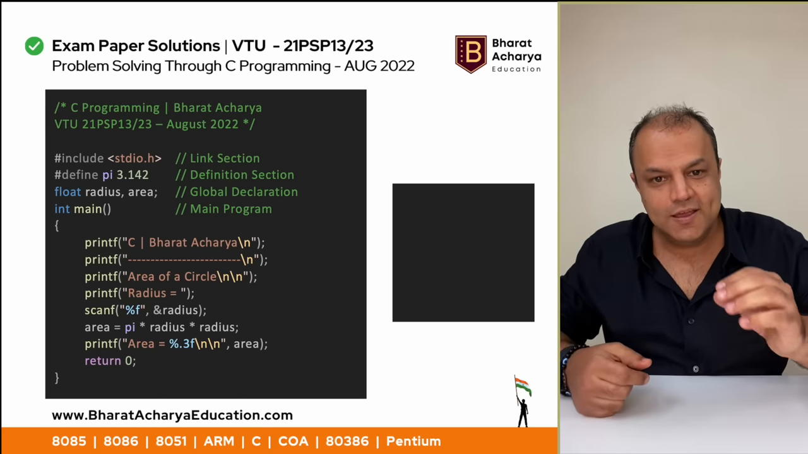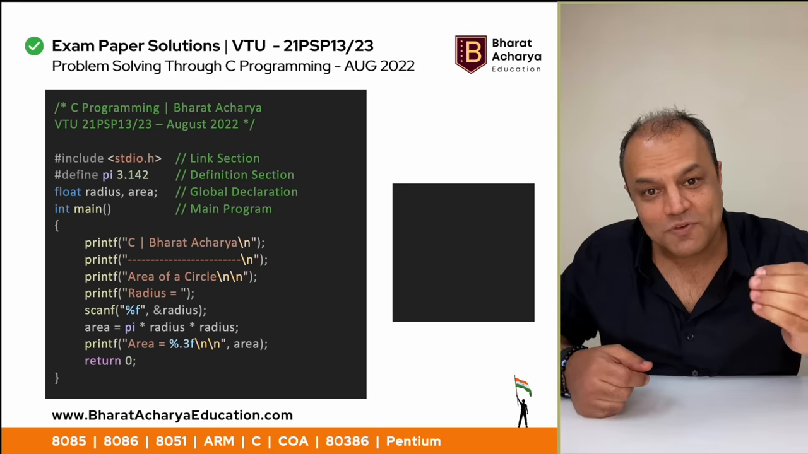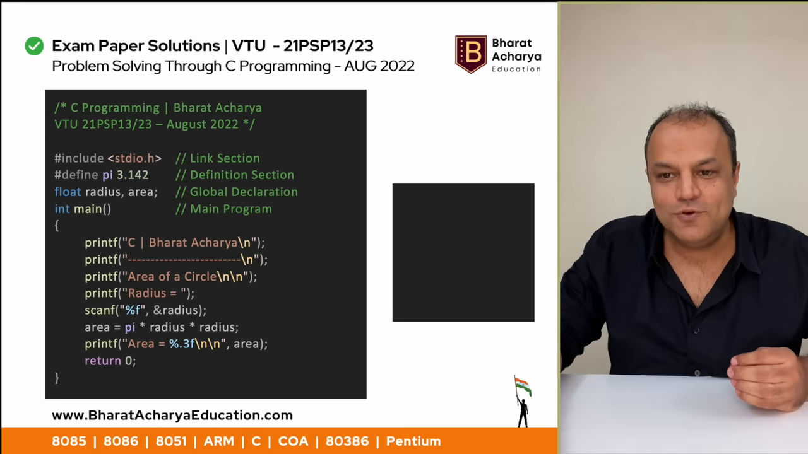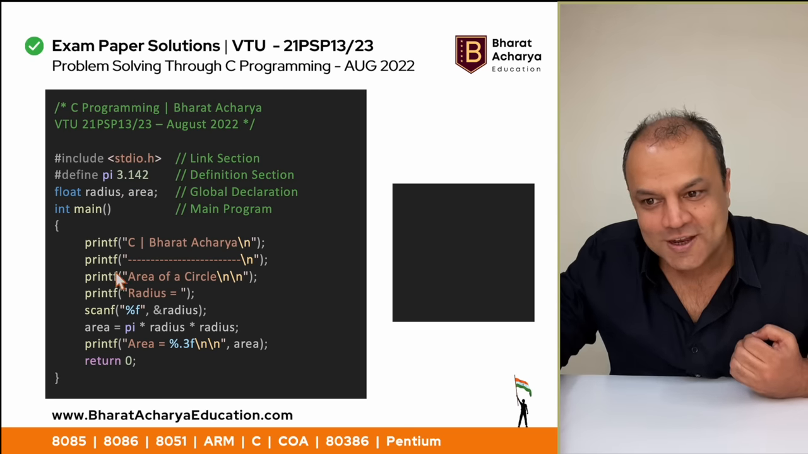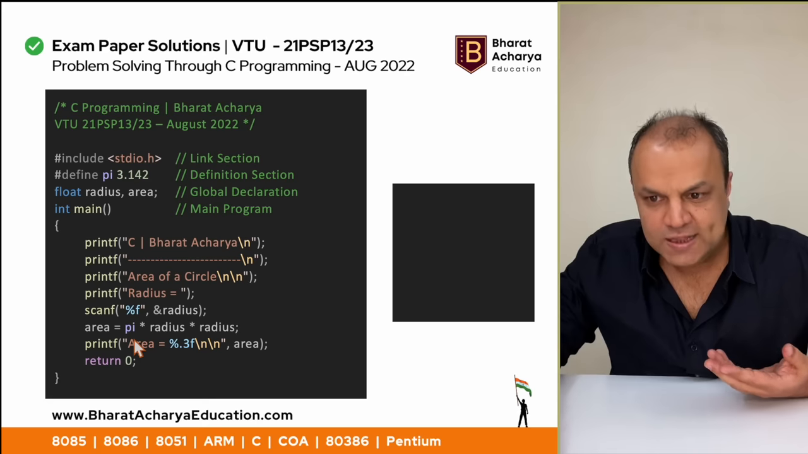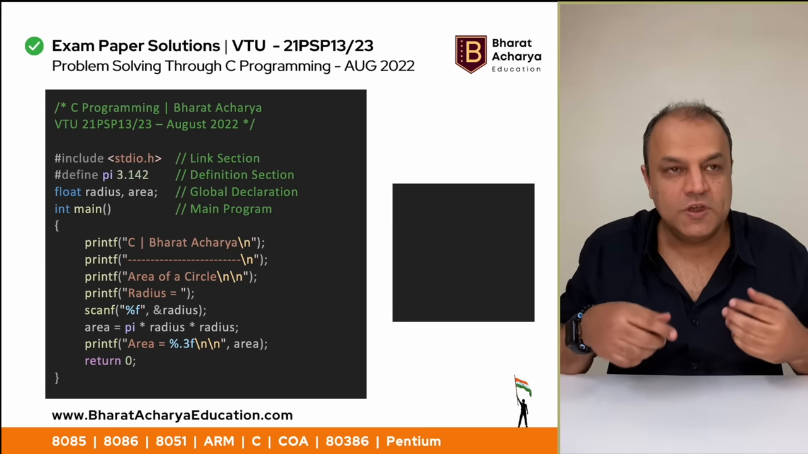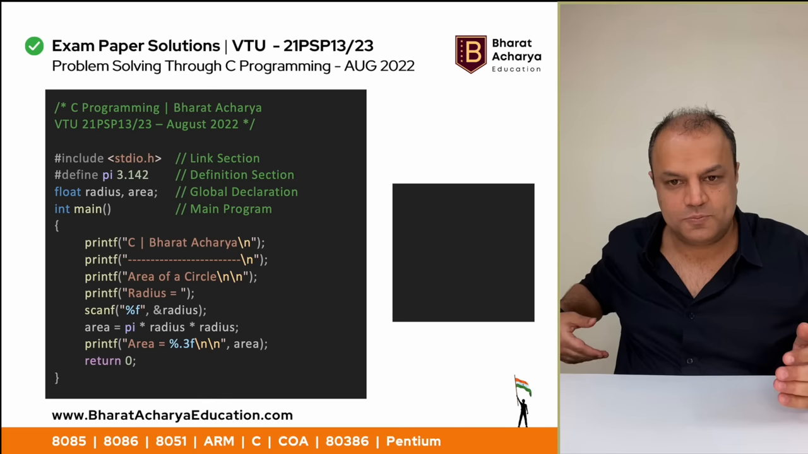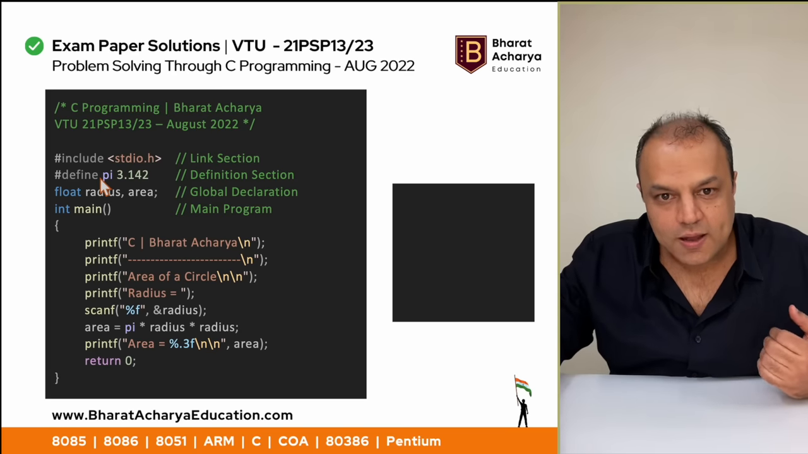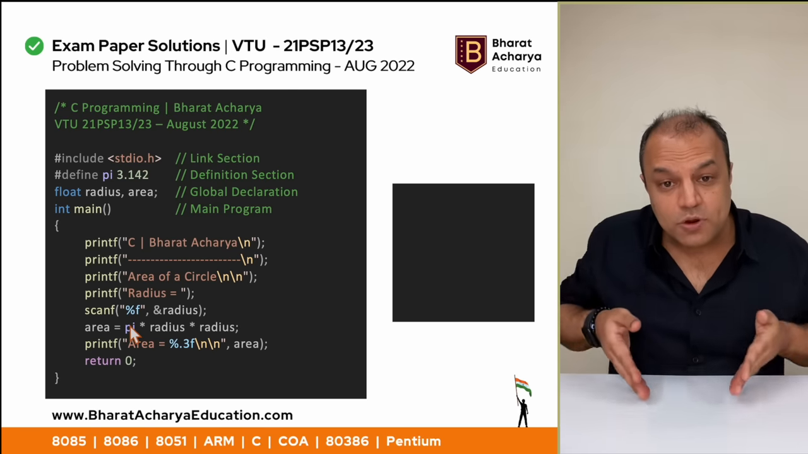That means, if something is never going to change, why waste time going to the memory every time and finding out its value? Instead, if you define it as a constant, here is the answer. Wherever you've written pi in the program, suppose it's a program that finds area, circumference, the volume of a sphere and various geometric calculations, and I have pi written at various places, the compiler, when it compiles this program, will directly substitute 3.142 at all those places.